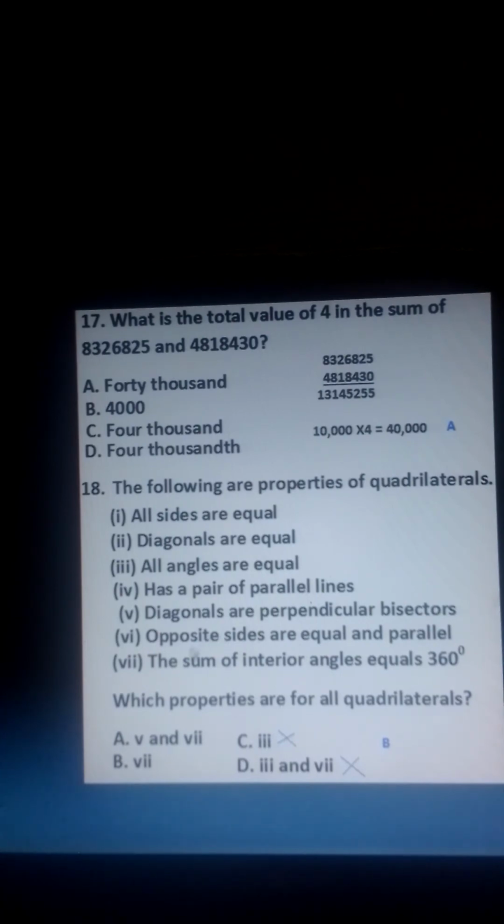Now, we can use elimination. C, all angles are equal, is obviously not right. So C and D are out. The answer is between A and B. Let's look at B. Opposite sides are equal. No, B is 7. The sum of interior angles equals 360. Now this one is true for all quadrilaterals. That is four-sided figures. The sum of the interior angles are equal to 360 degrees. So the answer is B for question 18.